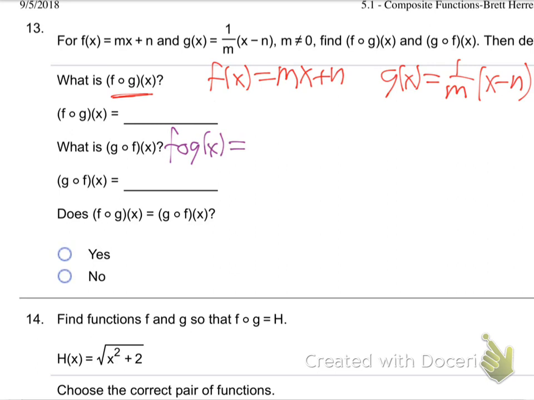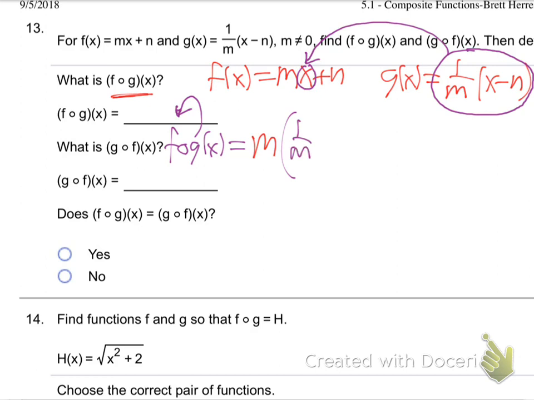Finally. So g's going to go into f. Am I racing ahead of you? You good? So I'm going to take all of g here and put it into f, right? Into the x slot. It's always x that we plug things into. So what are we going to get? m times g, which is 1 over mx minus n, plus n. Is everybody good so far? Everybody see what I did?